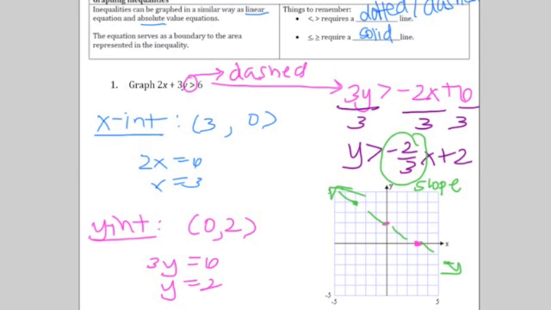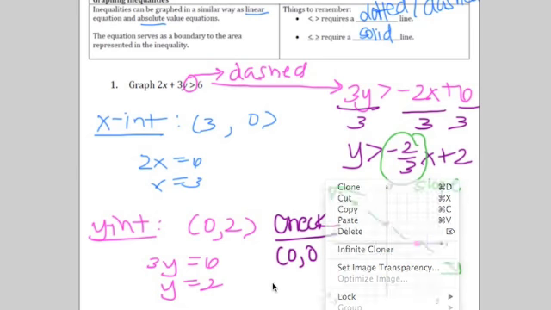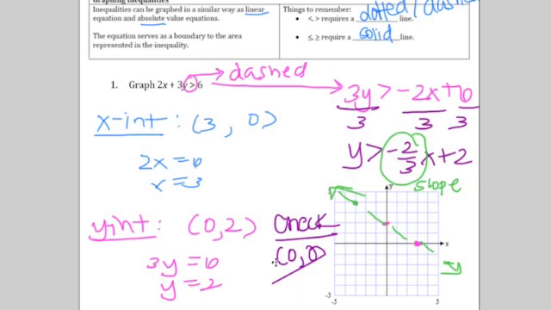A lot of people forget to shade. You don't want to do that. So there's two ways you could do it. It says y is greater than, and if I think greater, I'm going to think bigger or above my line. So I know I'm going to shade above. The other way is to check a point. I like to check 0, 0 if it's not on my line. So in this case, 0, 0 is not on my line.